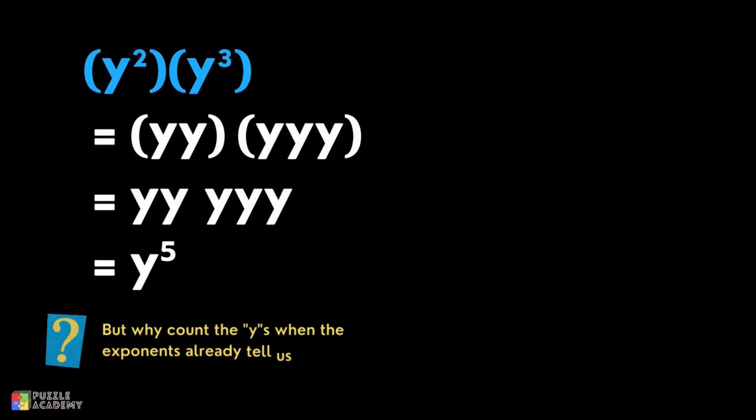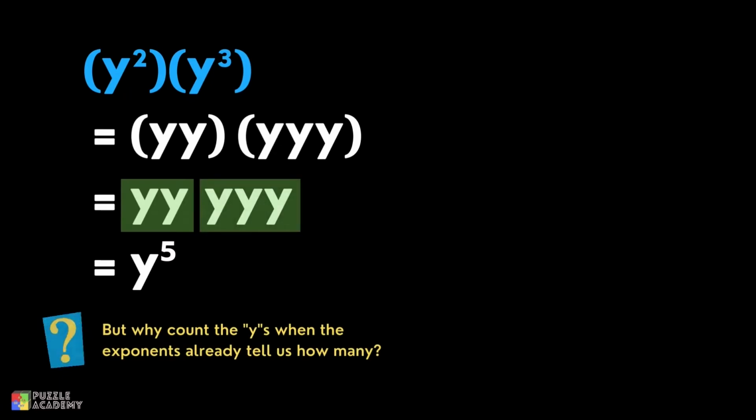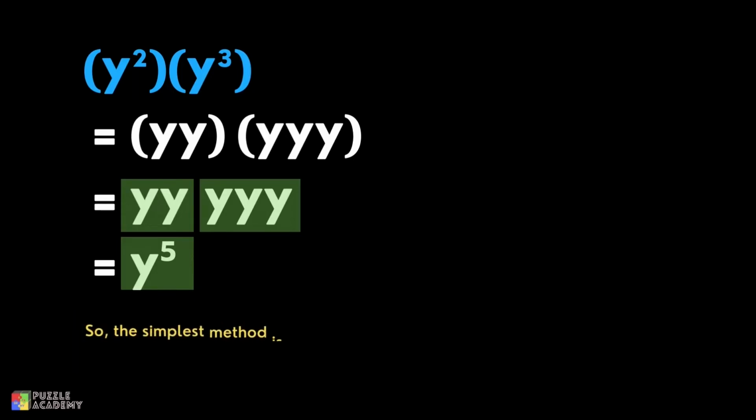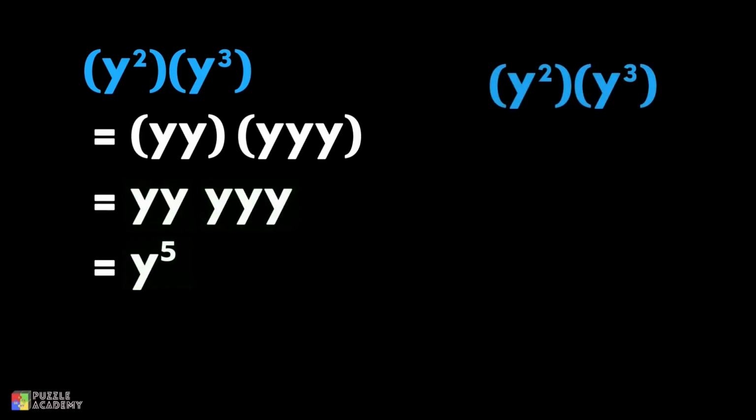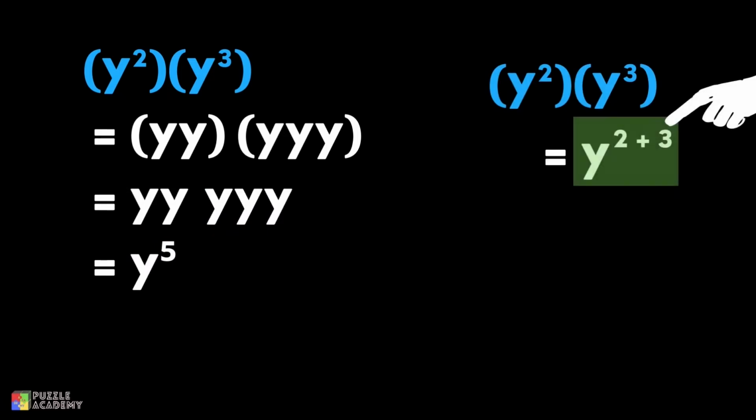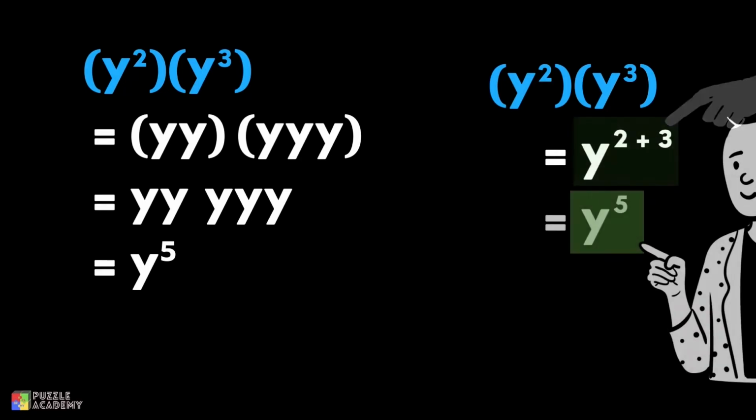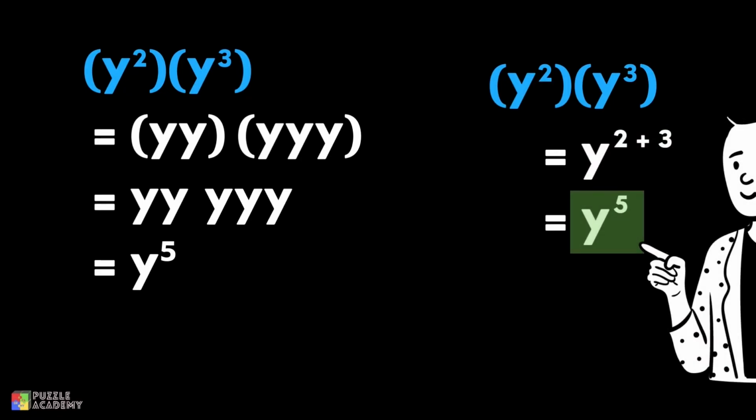But why count the y's when the exponent already tells us how many? The exponent tells us there are 2 y's multiplied by 3 y's for a total of 5 y's. So the simplest method is to just add the exponents. Just like this, y squared times y cubed is equal to y raised to 2 plus 3, and that is equal to y raised to 5. Let us take note that this is one of the laws of exponents.